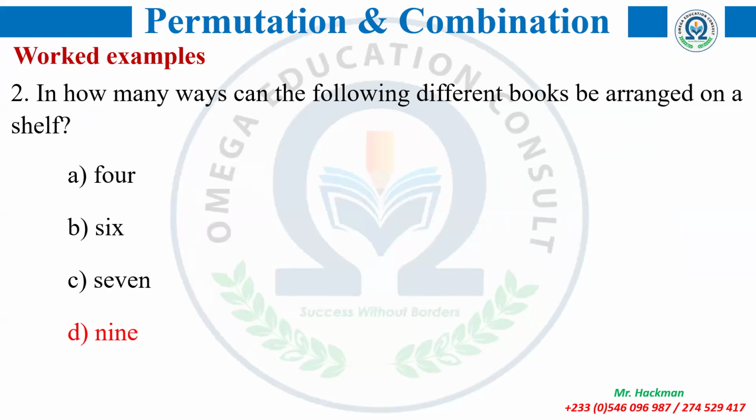Again, you know that usually shelves are linear. You arrange books linearly. True or false? True. So indirectly, the question has given you that information, that you are talking about linear arrangement. And again, we are looking at different books, distinct books. So we don't have any duplicate book, don't have any identical book. So it's the same concept.